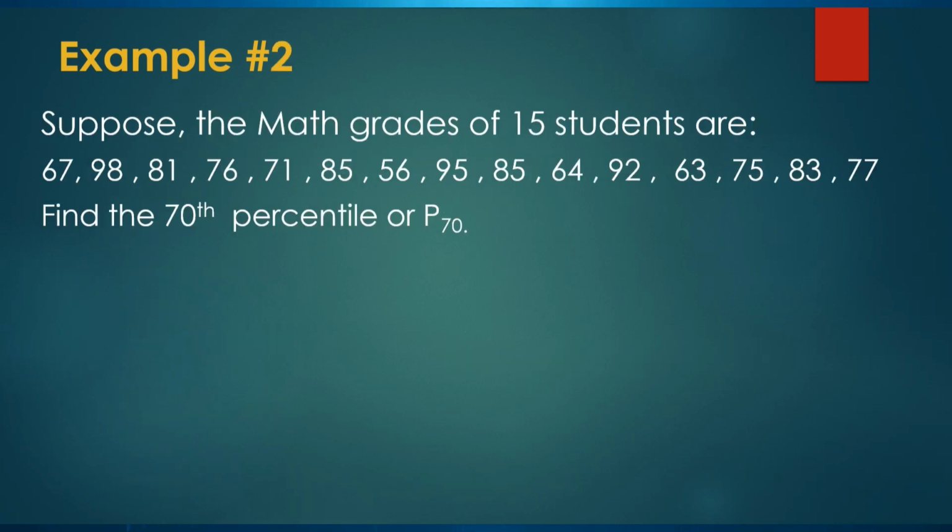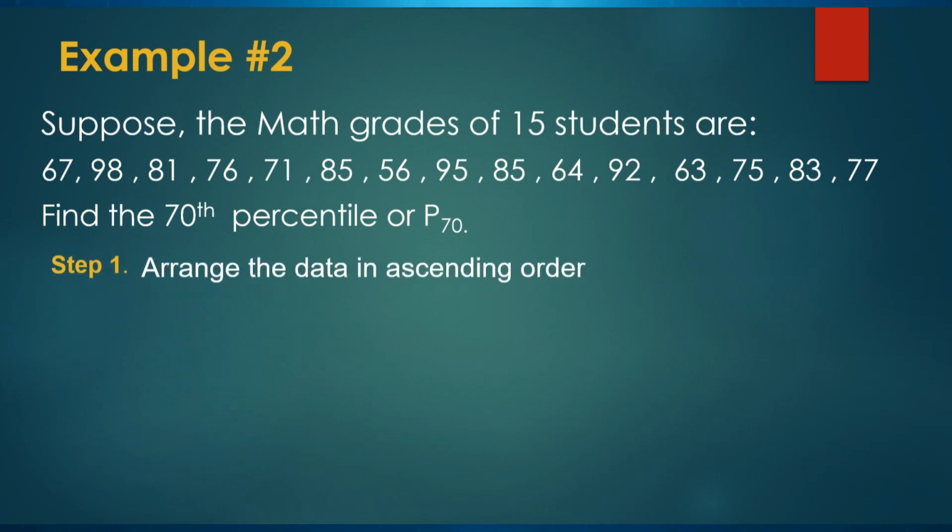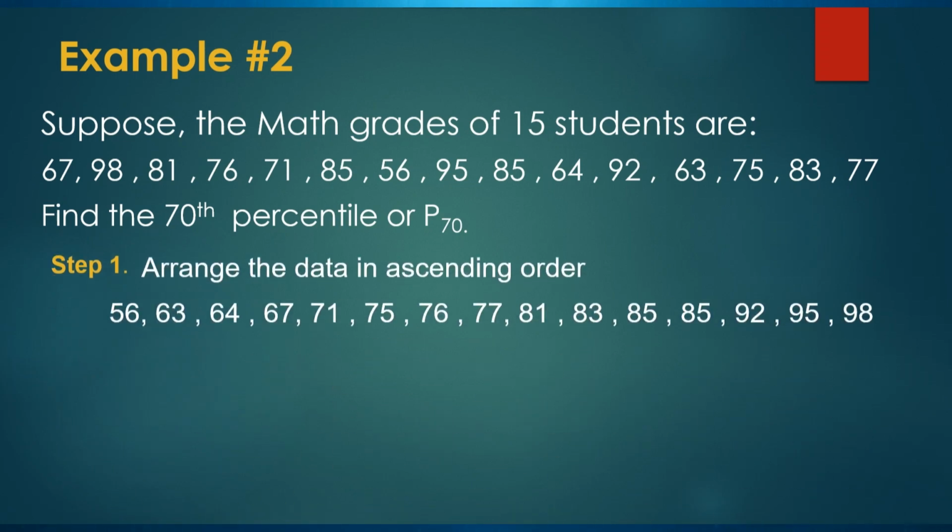Example number 2. Suppose the math grades of 15 students are 67, 98, 81, 76, 71, 85, 86, 95, 85, 64, 92, 63, 75, 83, 77. Find the 70th percentile or P70. So step 1, arrange the data in ascending order. So we are going to arrange the data from lowest score to highest score. So the lowest score is 56, the highest score is 98.